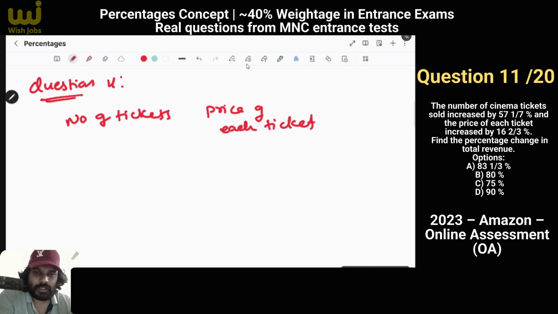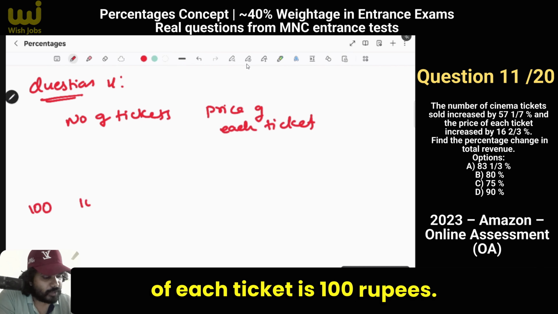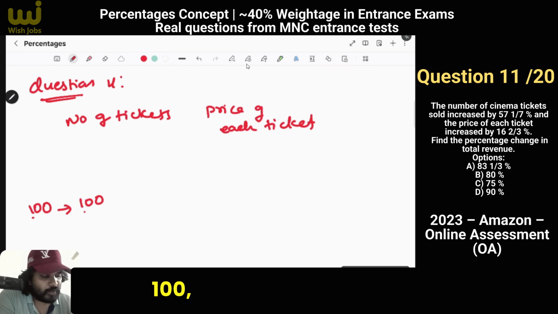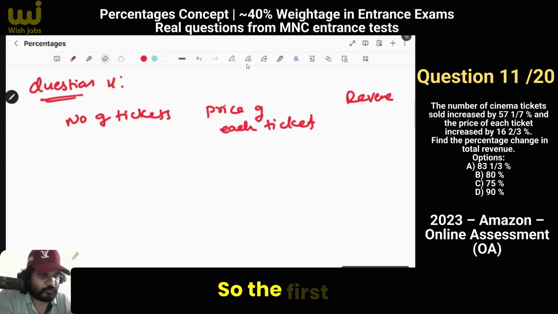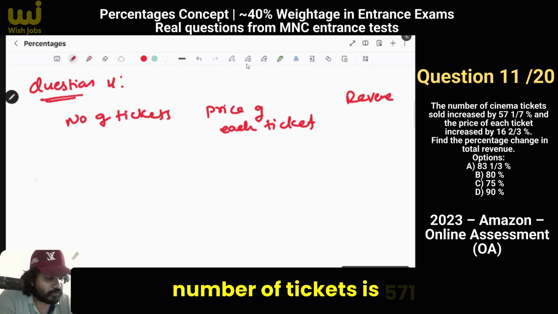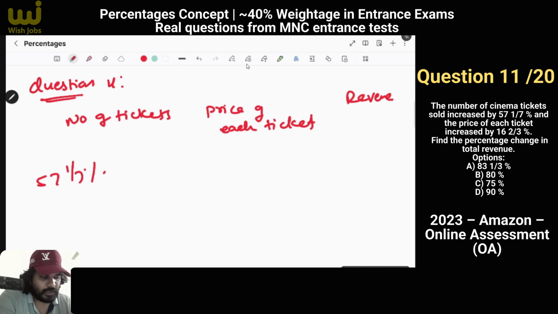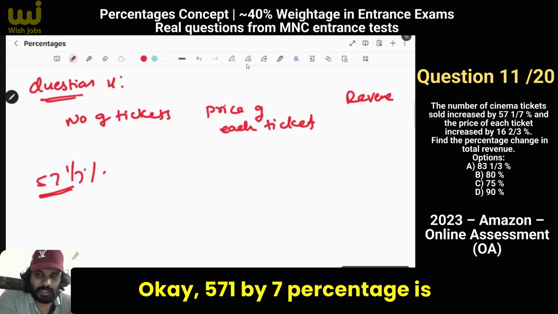Suppose a theater sells 100 tickets and the price of each ticket is 100 rupees, so they will make 100 into 100, which is 10,000 rupees. That would be their revenue. So here we know the number of tickets and the price of each ticket. The first one, number of tickets, is 57 1 by 7%. 57 1 by 7% is 4 by 7.